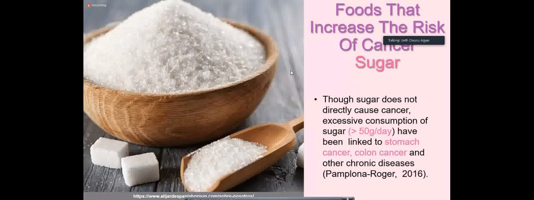And so in this section, we are looking at some of the food and drinks that will help us prevent ourselves from getting sick and also protect us against this disease. So the first one on the list is sugar. Now sugar, though it doesn't directly cause breast cancer, research has indicated that people who consume greater amounts of sugar, that is more than 50 grams per day, have a higher risk of developing many types of cancers.